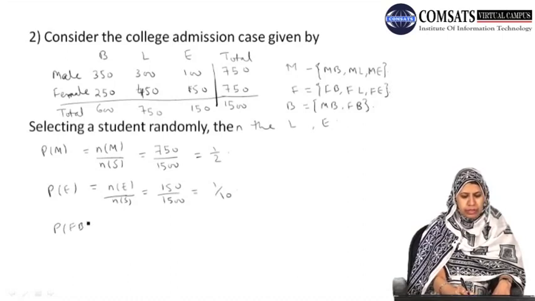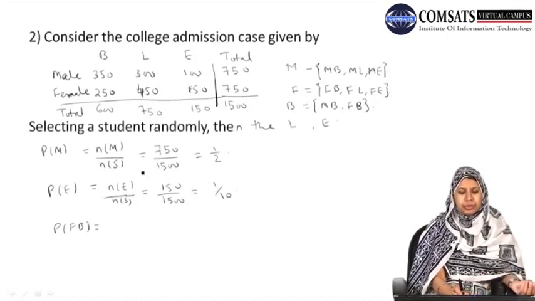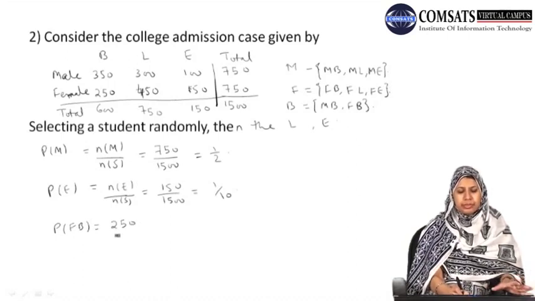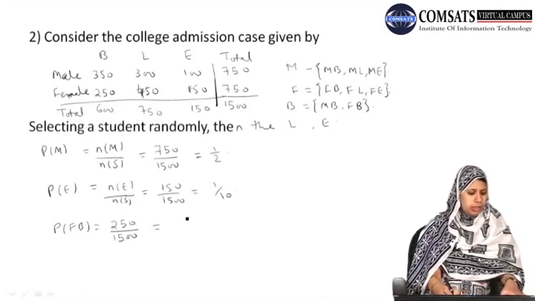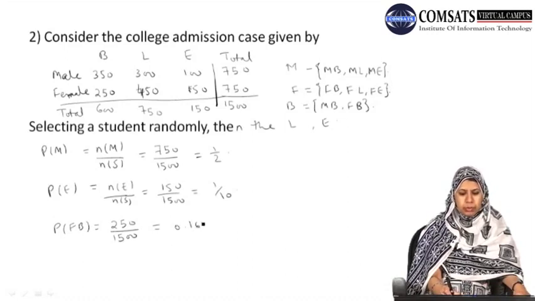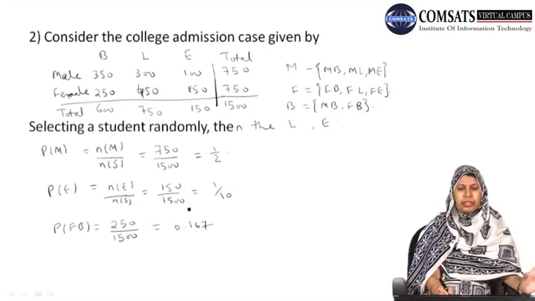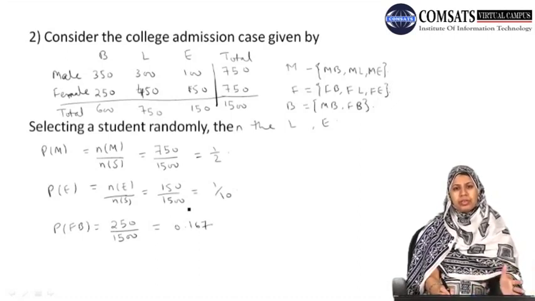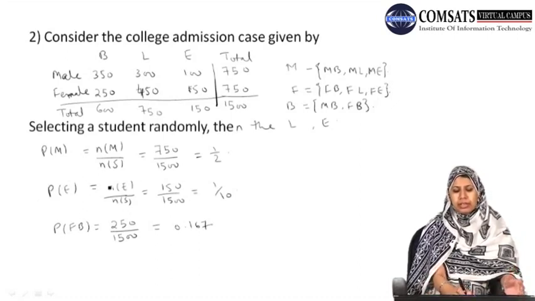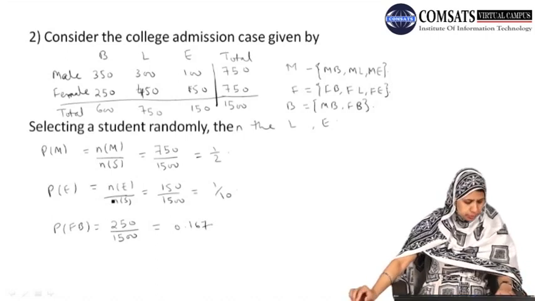Probability of an event FB, that is a female student studying business, will be equal to the number of female students studying business divided by the total number of students, which is 0.167. So this is how we calculate the probabilities of different events, no matter whether our event is a simple event or a compound event, simply by using the formula, that is the size of the event divided by the total number, or the size of our sample space.